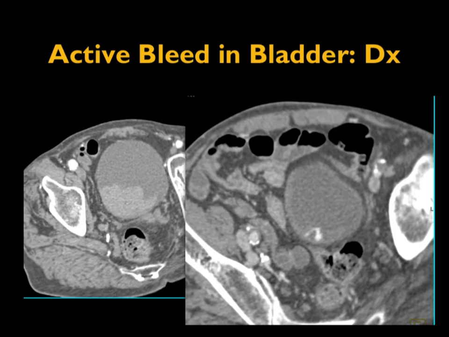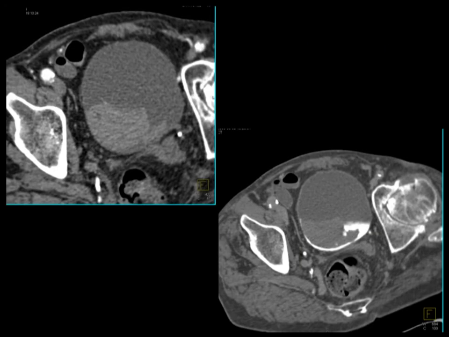Now, this is an interesting case. I haven't seen many of these. Patients with hematuria. You can see the active site of bleeding in the bladder, which was a small bladder cancer. You see the blood layering out in the bladder. Just a beautiful example of active extravasation. I've seen this with cystoscopy, with biopsy. I've seen this with trauma as 2 good examples.